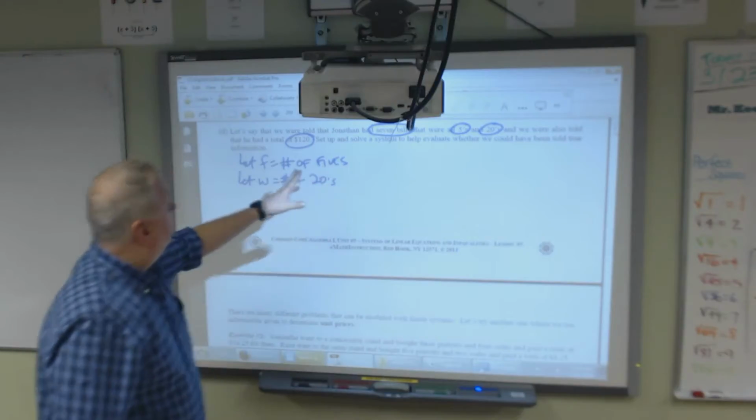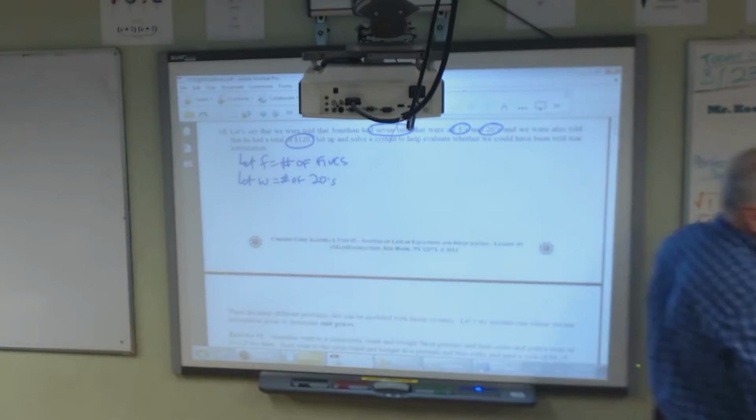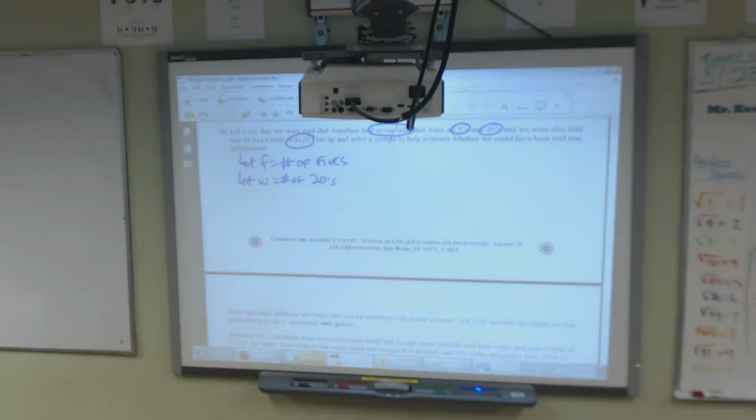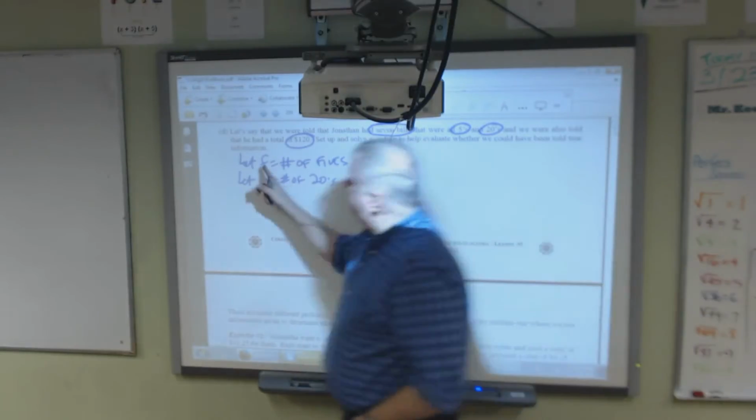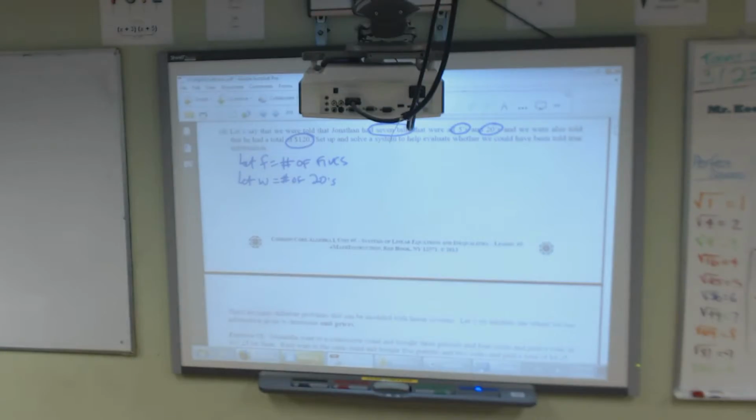So if he has 7 bills altogether, and they're all either 5s or 20s, how can I write an equation? If F is how many 5s he has, and W is how many 20s he has, they're telling you he's got 7 bills altogether. How can we write an equation with that?